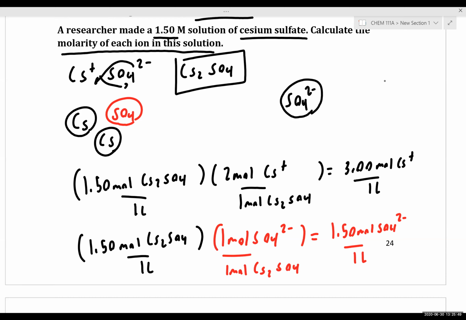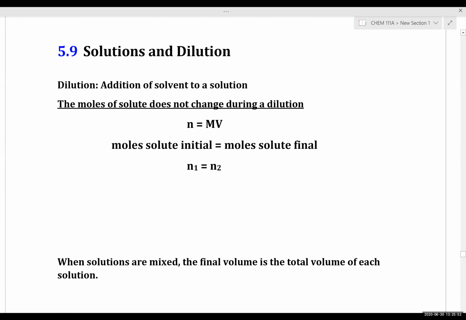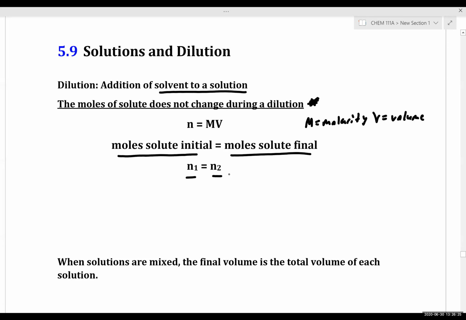Okay, so let's talk next about solutions and dilution. So dilution is the addition of solvent to a solution. Now the key feature that I want you to emphasize is that the moles of solute does not change during a dilution. And we can write moles as MV, where M is the molarity and V is the volume. So during a dilution, the moles solute initial equal moles solute final. So n1 is equal to n2.